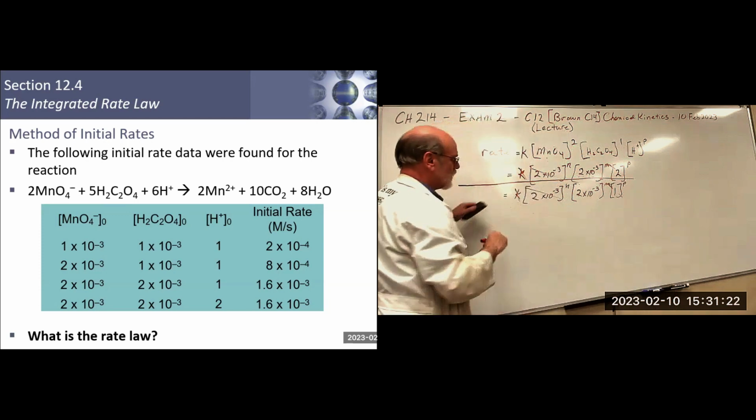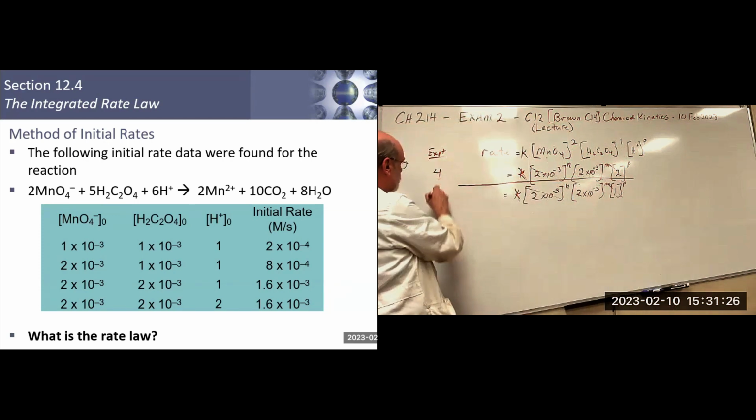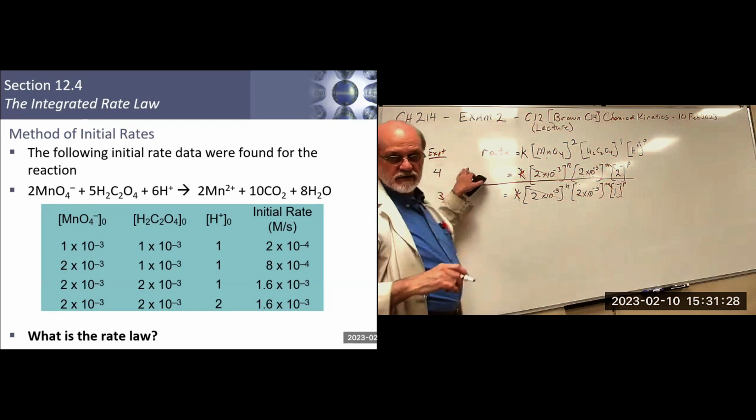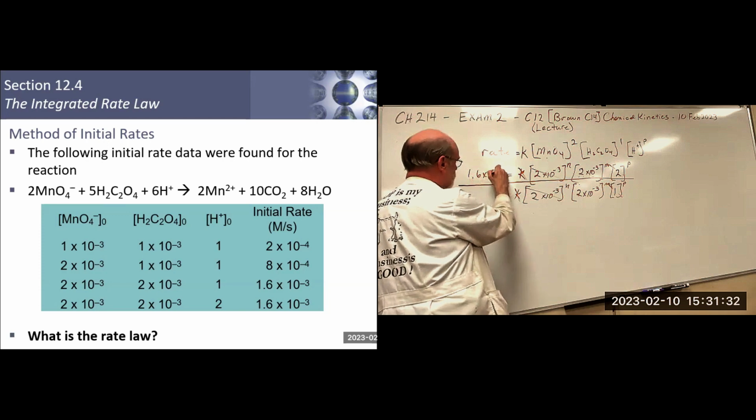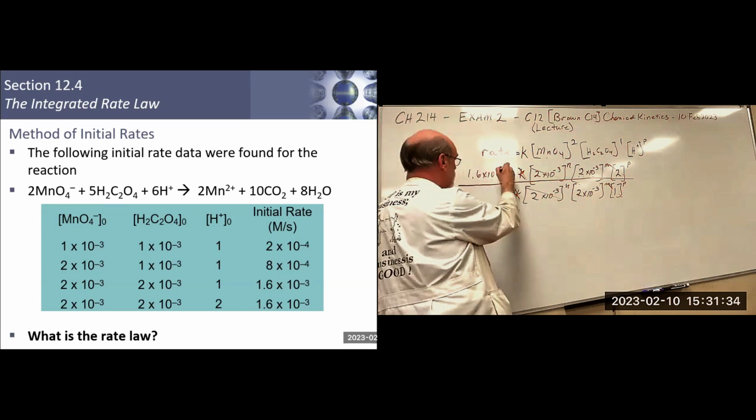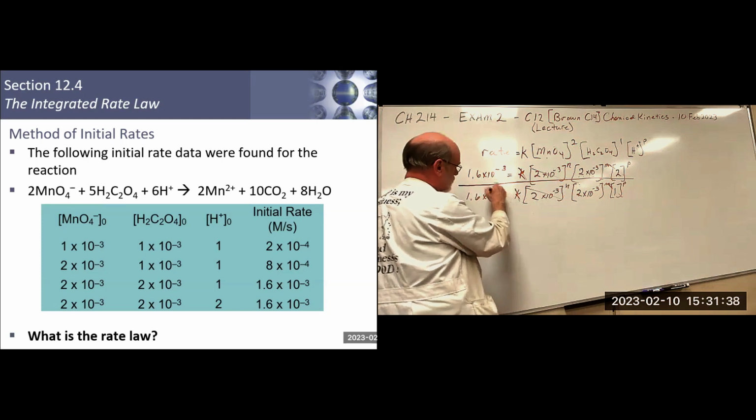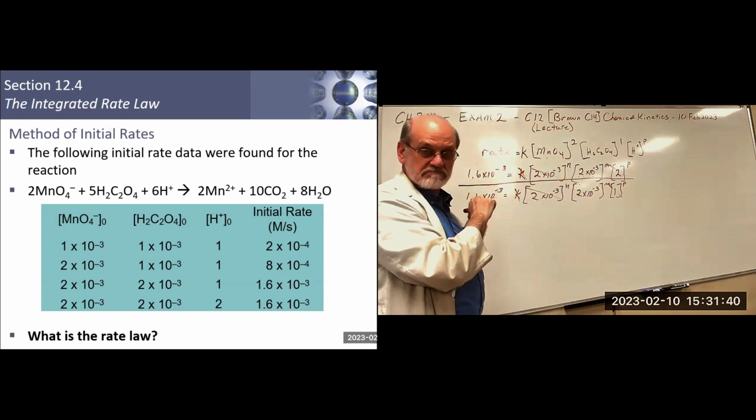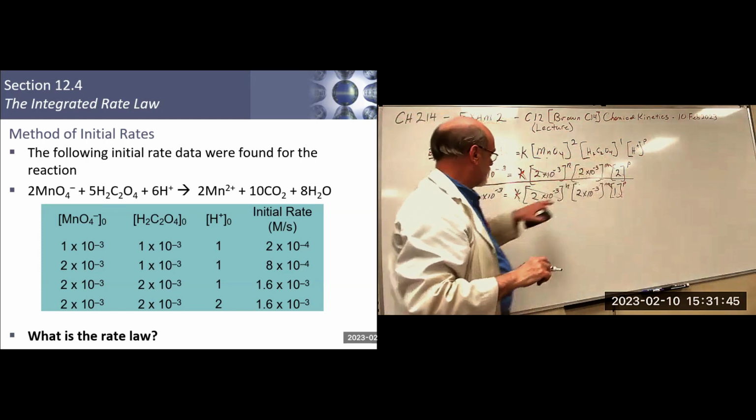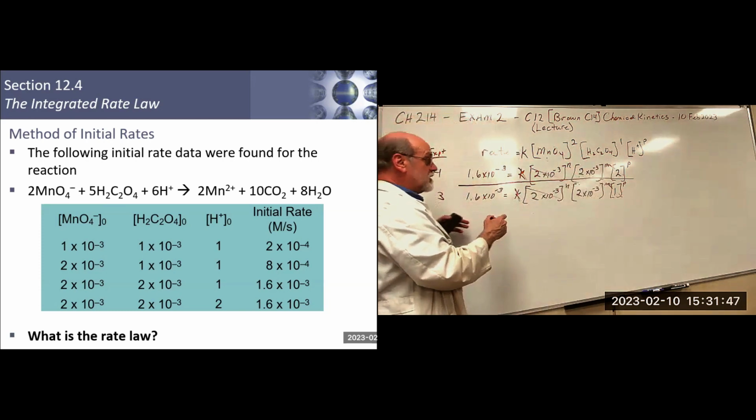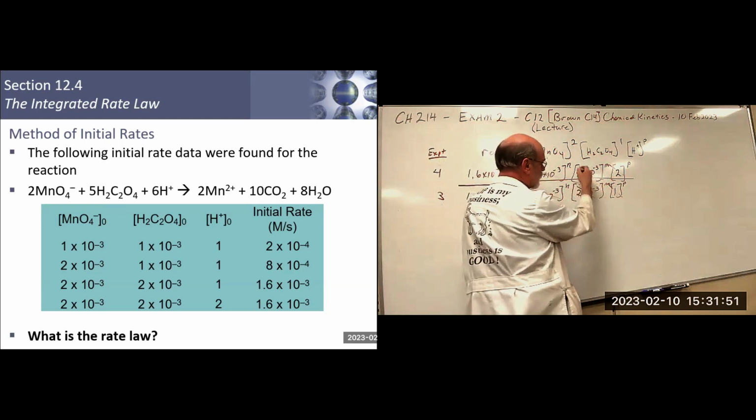Okay. So this one's going to be the last one, which is the 4th experiment. And this one's going to be the 3rd experiment. So the 4th experiment is 1.6 times 10 to the minus 3. And this one's 1.6 times 10 to the minus 3. Correct? Yeah. This one's due to 1. This one's due to 2. Okay. So now the k's cancel. These 2 terms cancel. These 2 terms cancel.